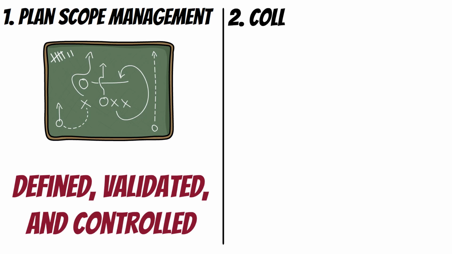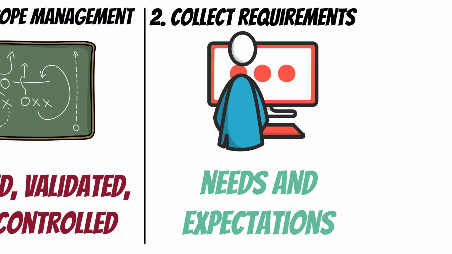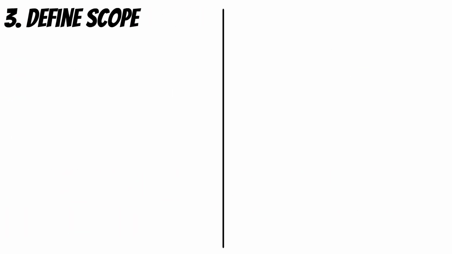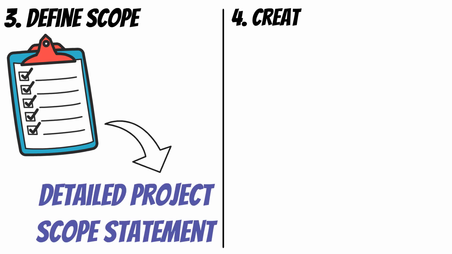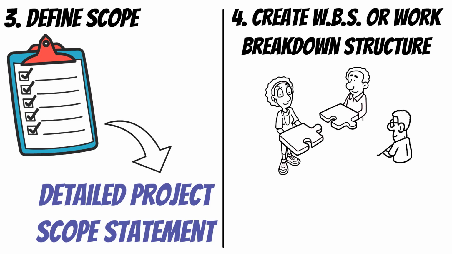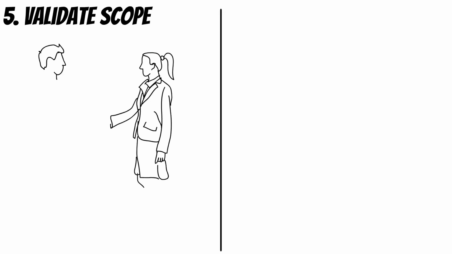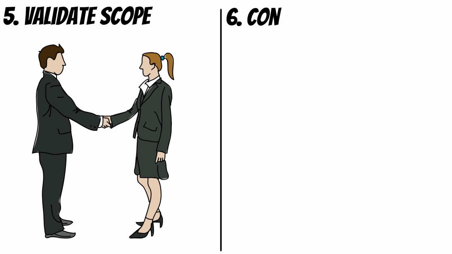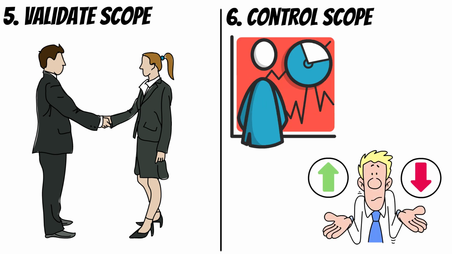Number 2, collect requirements. This gathers stakeholder needs and expectations. Number 3, define scope. It transforms requirements into a clear, detailed project scope statement. Number 4, create WBS, or work breakdown structure. This breaks the scope into smaller, manageable components. Number 5, validate scope. Ensures deliverables meet stakeholder expectations. And number 6, control scope. This monitors scope changes and keeps the project aligned.